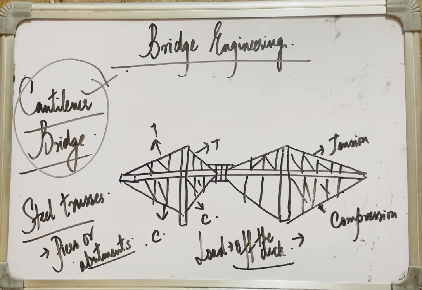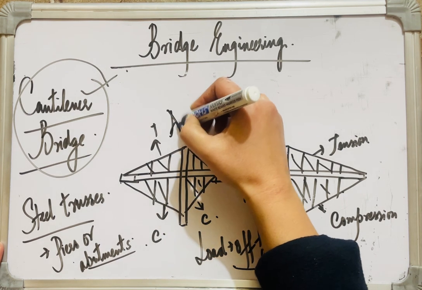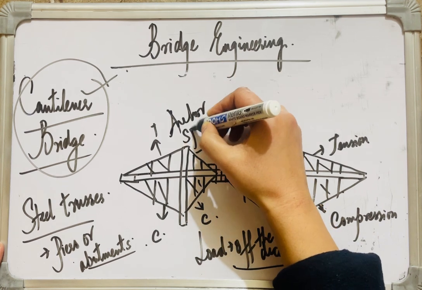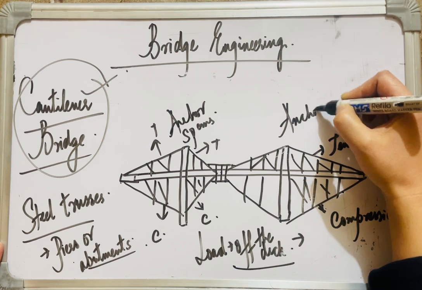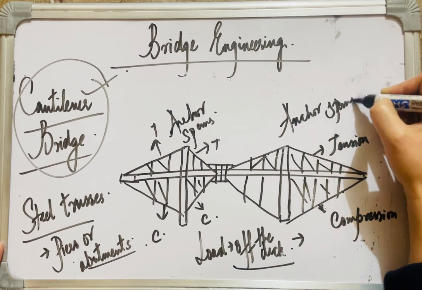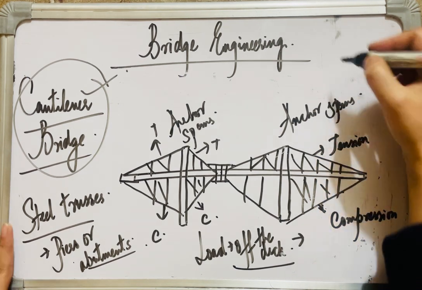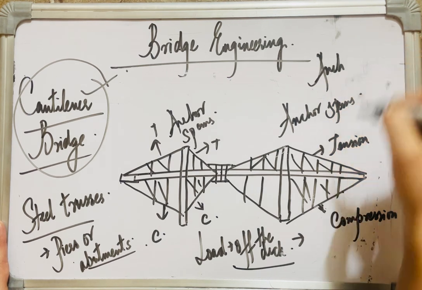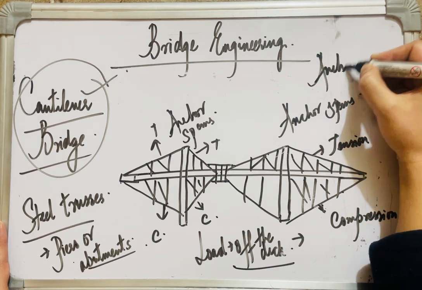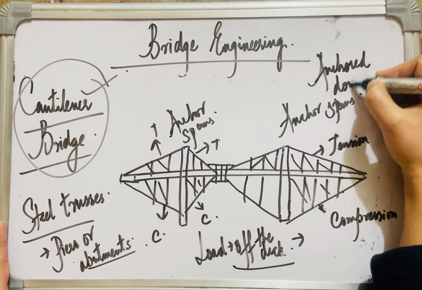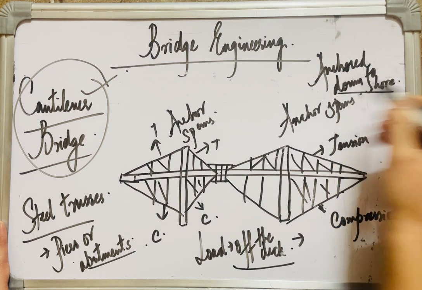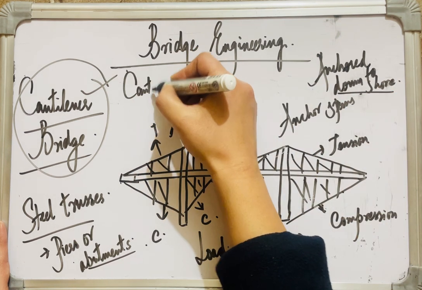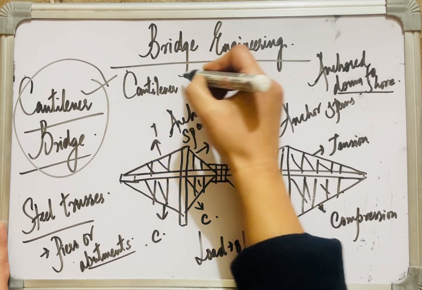All right. So a cantilever bridge generally consists of 3 spans, of which the outer spans are known as anchor spans. So this is an anchor span, this is an anchor span, because they are anchored down to the shore. And these cantilever over the channel.